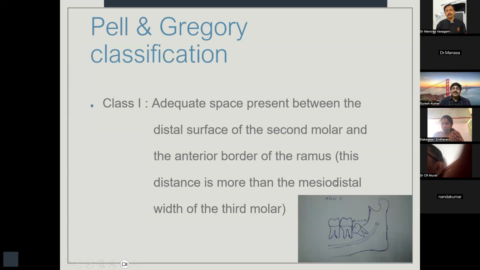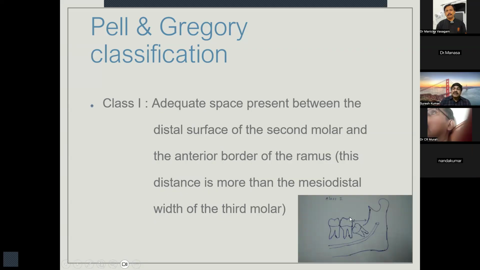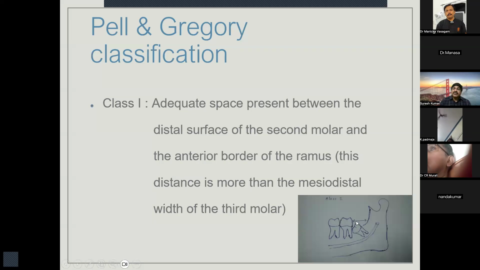The class explains the amount of space that exists behind the distal surface of the second molar, relative to the mesiodistal width of the impacted third molar. So if you look at an x-ray and find there is more space distal to the second molar, between it and the anterior border of the ramus, and the distance is more than the mesiodistal width of the impacted third molar, then you call it a class 1 category. Logically it is going to be simpler when you try to remove it, because you have a lot of space and the elevation process is also going to be easier. That's why class 1 is going to be simple for you.